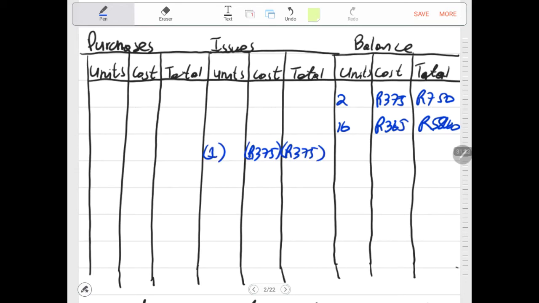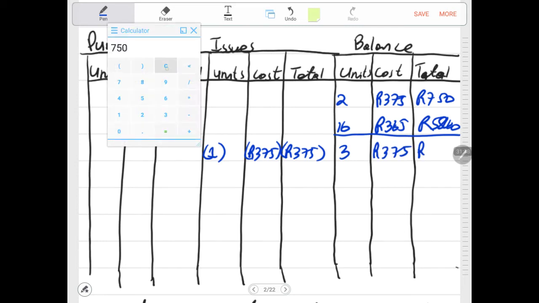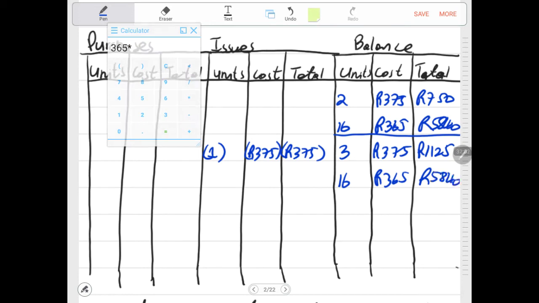It's negative. And this must be added to the same units that were bought at the same price. Therefore now that means we will have to have 3 units at 375, and this will be 375 by 3 units. It will be 1125. The 16 units are not yet touched and they are still at 365. And then we have 365 by 16, it is still 5,840. Now that is the inventory that we have.